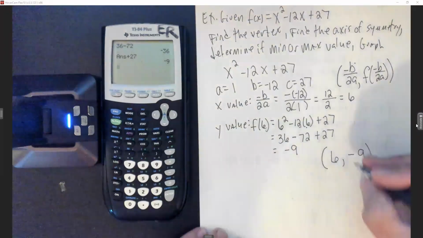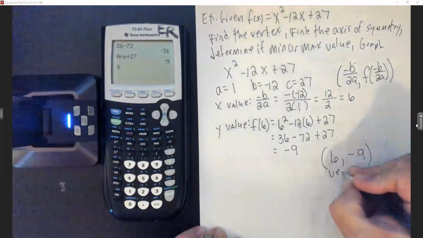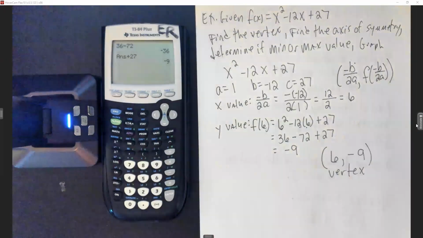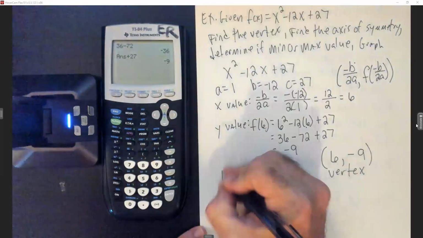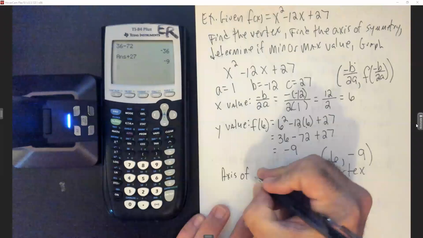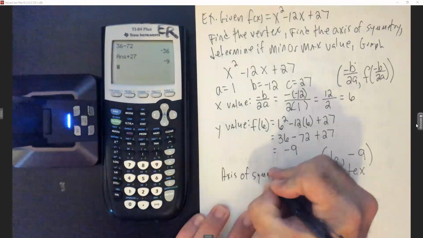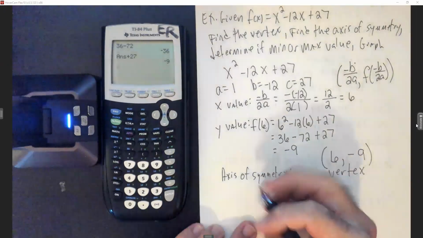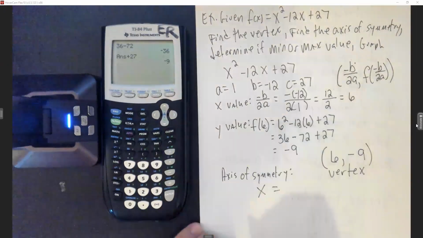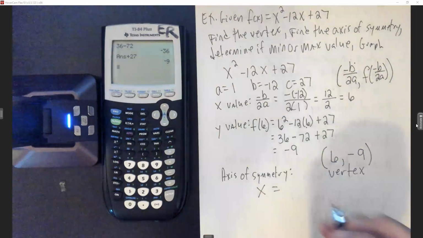So we'll put vertex under that. So now that I know that vertex, I can find my axis of symmetry. So the axis of symmetry would be x equals, and the x value was a 6.